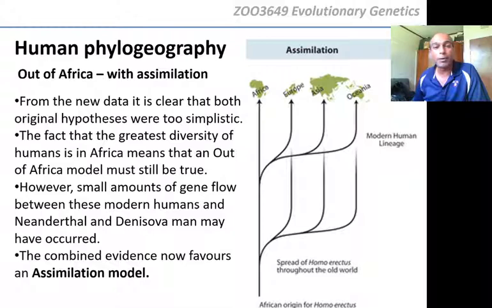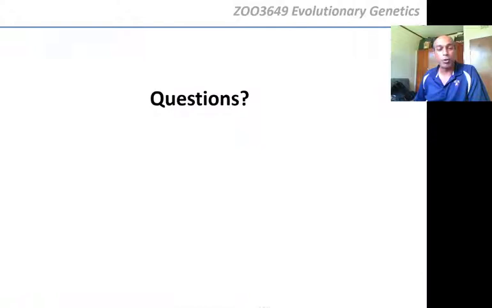Okay, multi-regional was true. Humans did leave early and make other populations in the rest of the world. Out of Africa was true. Modern humans did arrive out of Africa, but they did not just simply replace the old ones. They assimilated the genes from the old ones into the new populations. And that is the final word on human phylogeography. Okay, and we'll leave the phylogeography lecture there, and we'll start with the last two lectures of the module next time.